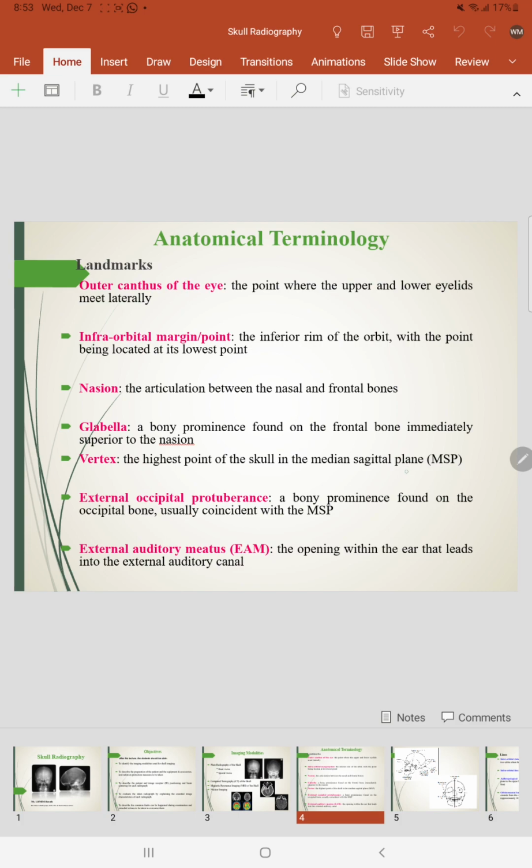Do you know about the median sagittal plane? I think you all know. Next one, external occipital protuberance. It is a bony prominence found on the occipital bone, usually coincident with the MSP. It means median sagittal plane. Next one is external auditory meatus or EAM. It is the opening within the ear that leads into the external auditory canal.